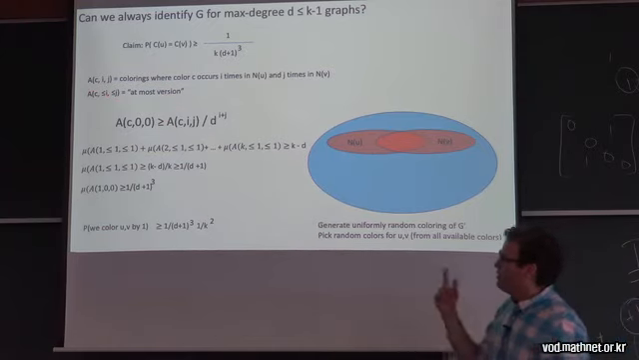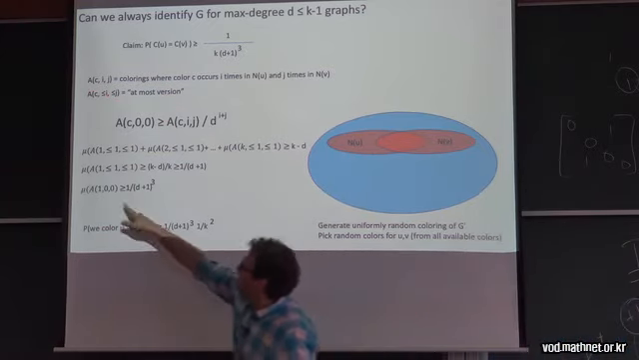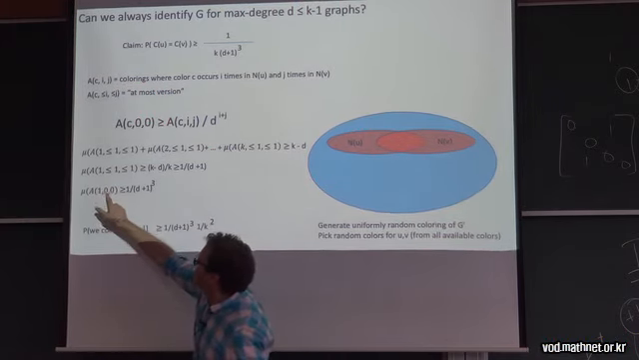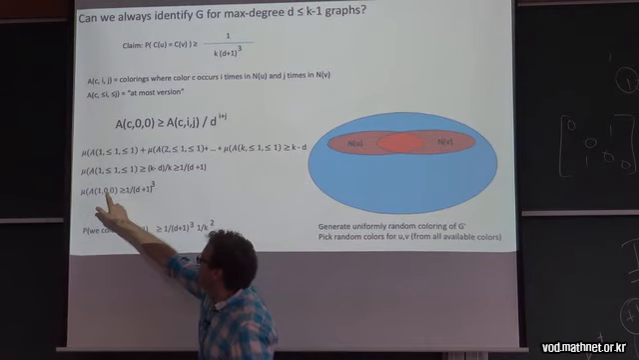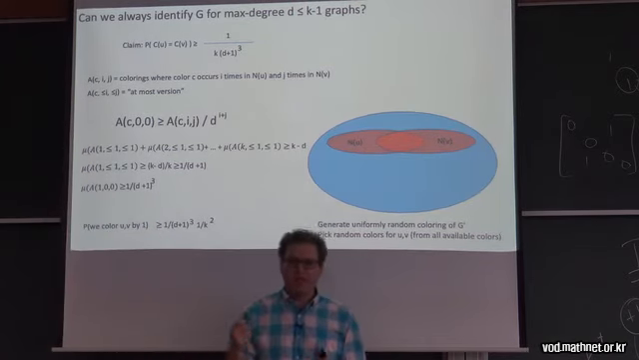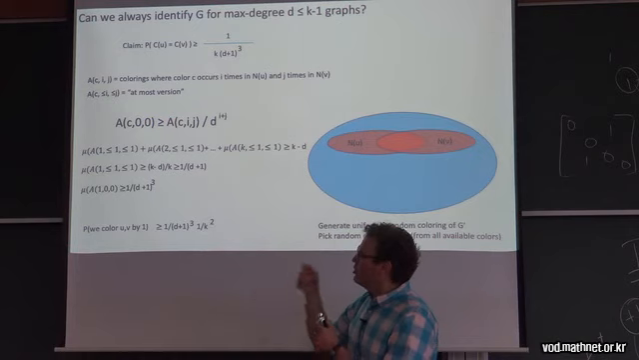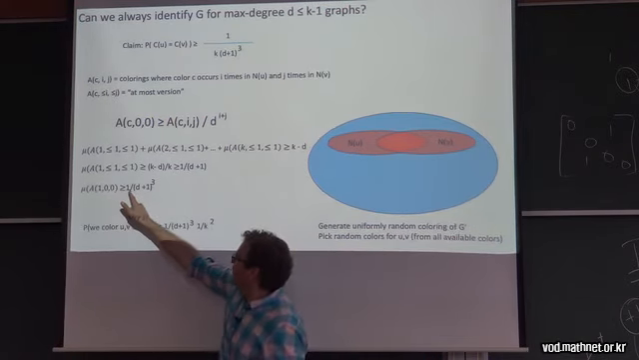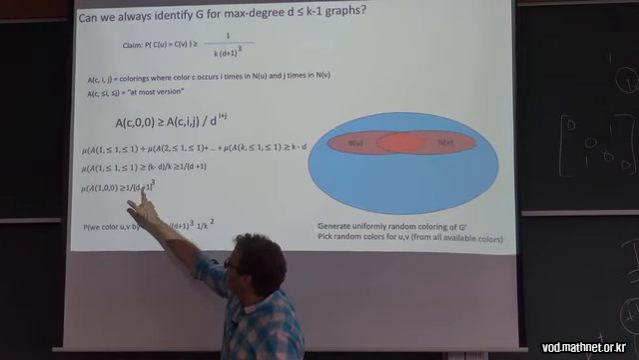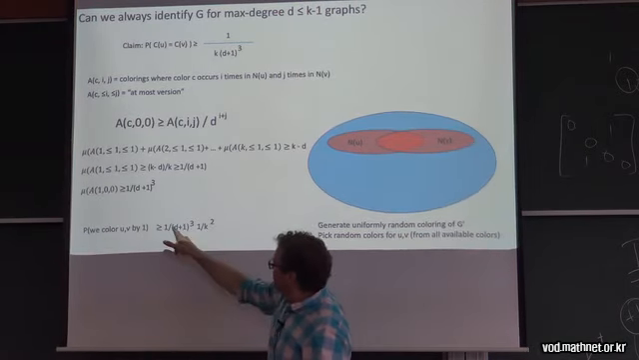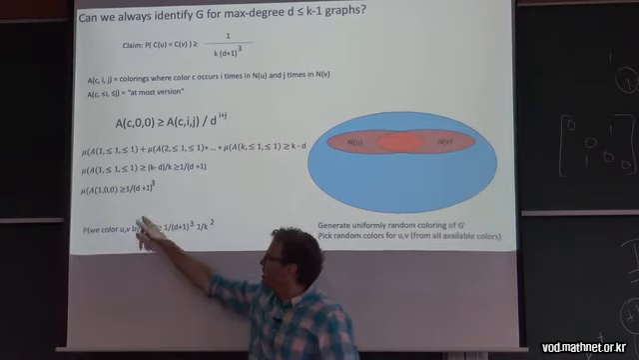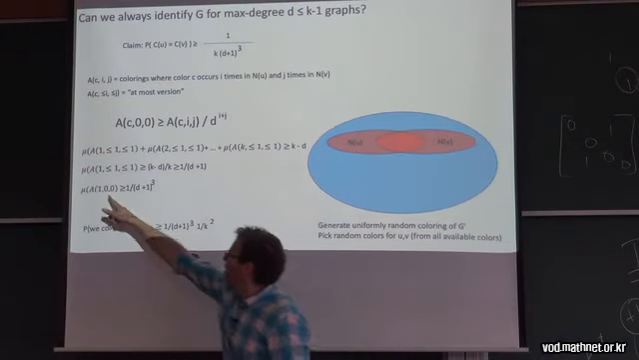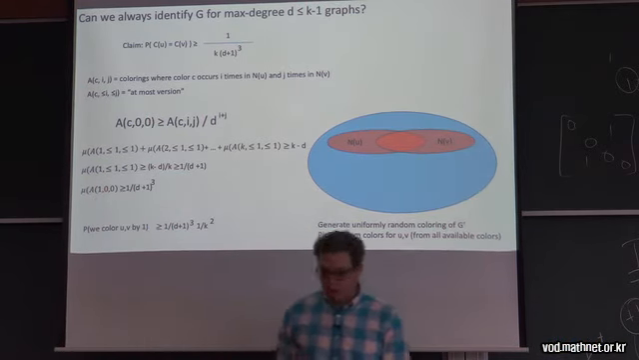What am I trying to analyze? Look at A1, 0, 0. That means color 1 appears 0 times in the neighborhood of U and 0 times in the neighborhood of V. That means if U and V both chose color 1, it works in that case. So if I show that, then I get 1 over k squared times that. That's the probability we can color by color 1. So that's what we're trying to prove. We're trying to prove that this thing is big. So how do we prove it?